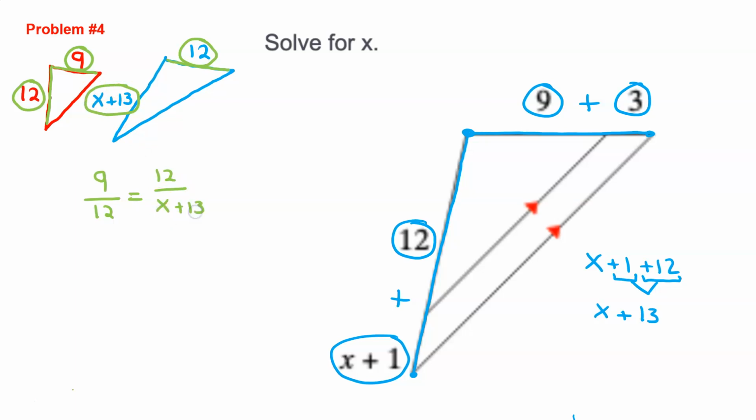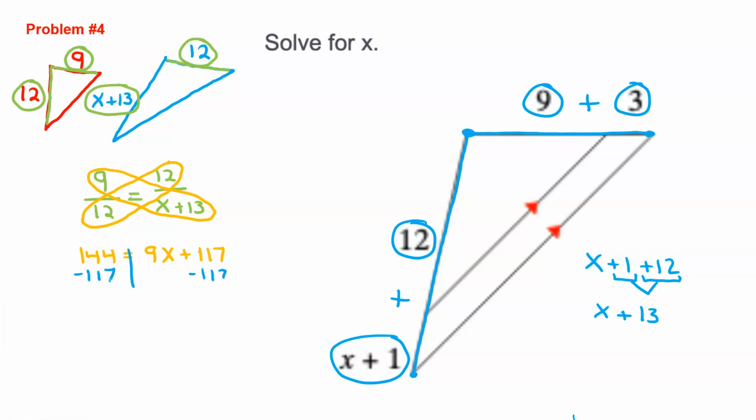All right, we're going to go through and cross multiply and work this out. 12 times 12 is 144. And this is equal to, when you multiply the other way diagonally, cross multiply here, you're multiplying twice. 9 times x is 9x, and then 9 times 13, I don't know that off the top of my head. 9 times 13, that gives me 117.